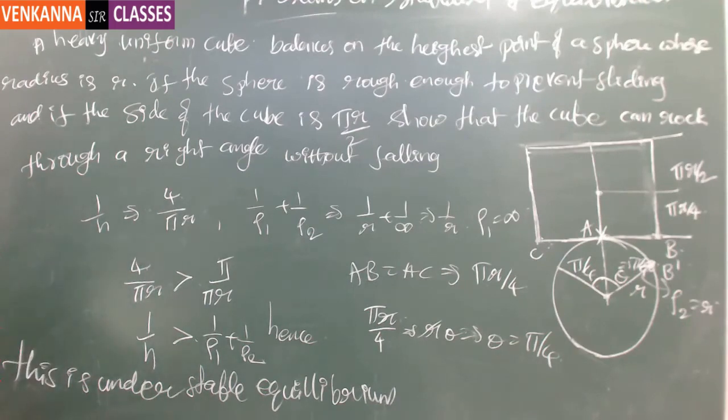So what is your question? Cos alpha by h is greater than 1 by r. Yeah, that you can make use of. Yeah, that can also be done. So this is one way and the other way is that one, cos alpha. Yeah.